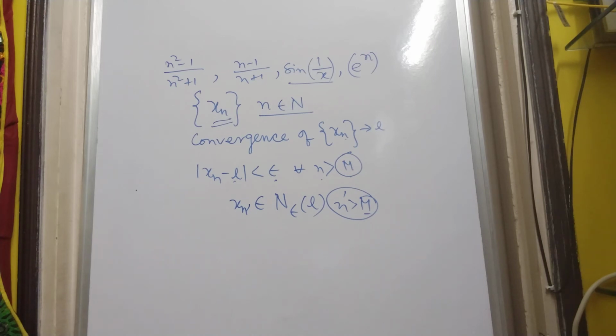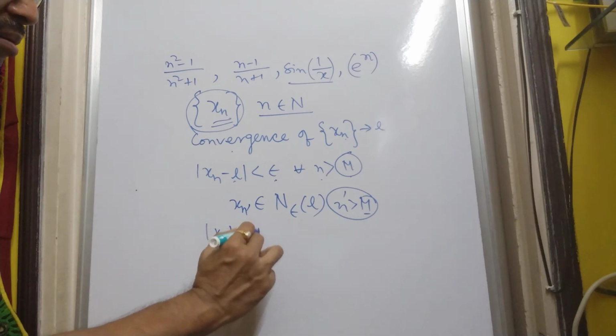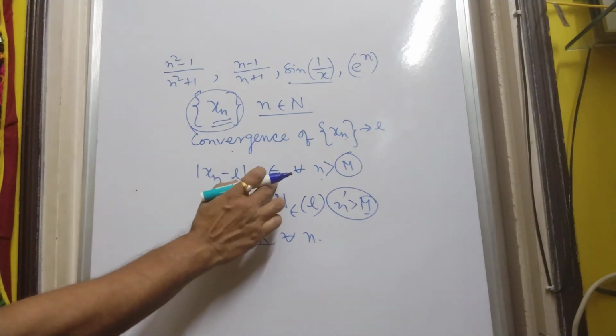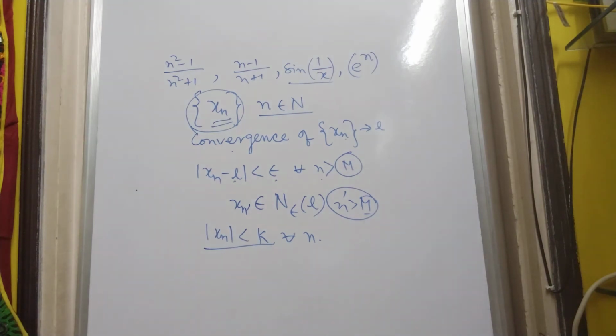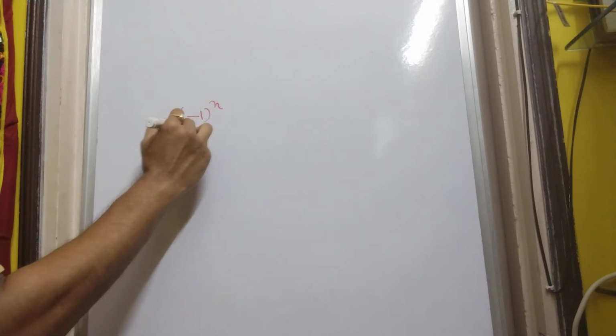Isn't it so? Whenever a sequence is convergent, it must be bounded, because bounded means this for all n. And from here we can easily infer that whenever a sequence is convergent, it is bounded. But there may be a bounded sequence which is not convergent. The simplest example is, say, (-1) to the power n by n.